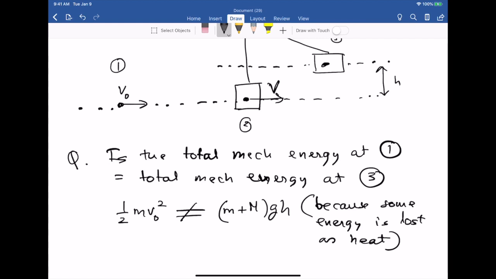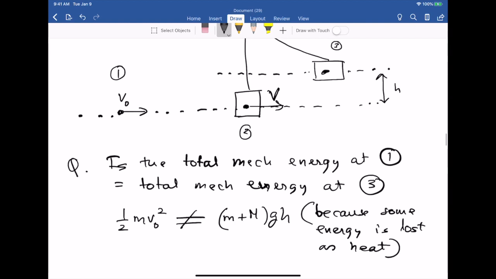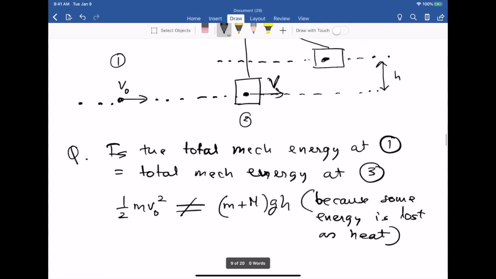The total amount of mechanical energy at position 2 will equal the total amount of mechanical energy in position 3. And so you can equate the energies at position 2 and position 3, but you cannot equate the energies at position 1 and position 3, right? So how would you do this problem?